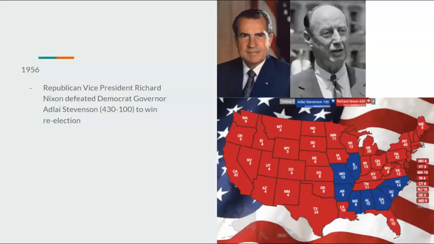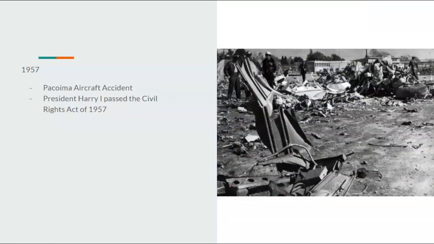Going on to 1956, the only thing we have is the vice presidential election, where Republican Vice President Richard Nixon would defeat Democrat Governor Adlai Stevenson 430 to 100 to win re-election. 1957, the Pacoima aircraft accident, as well as President Harry I would pass the Civil Rights Act of 1957.